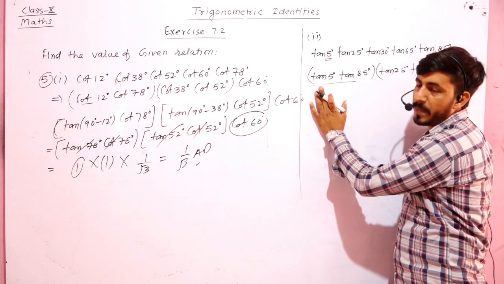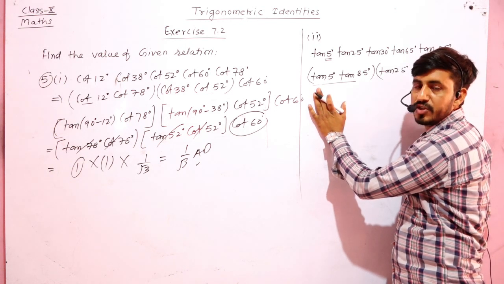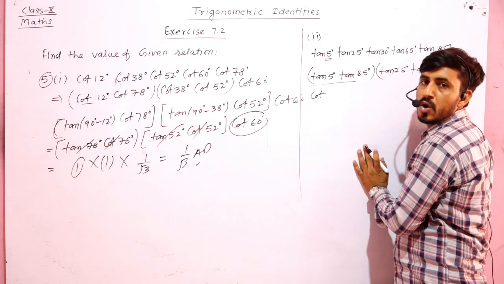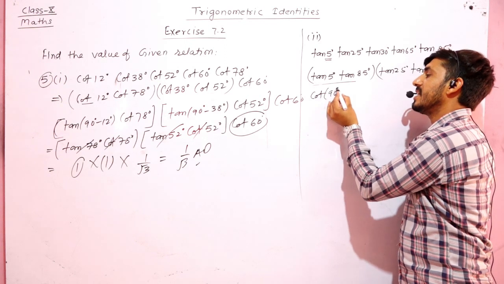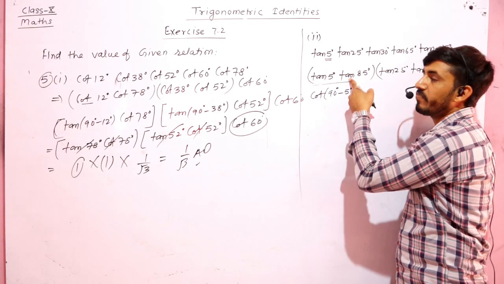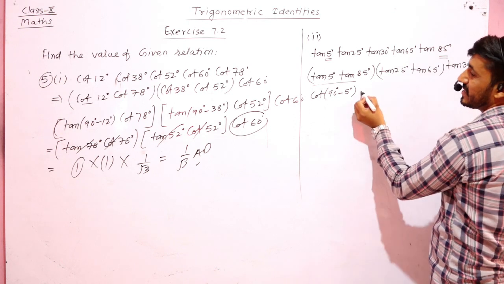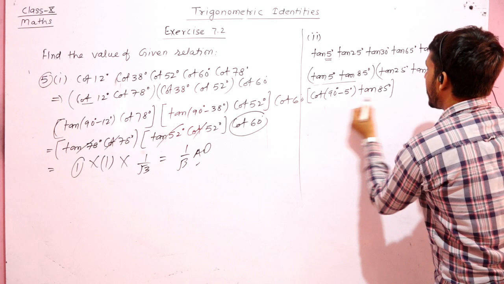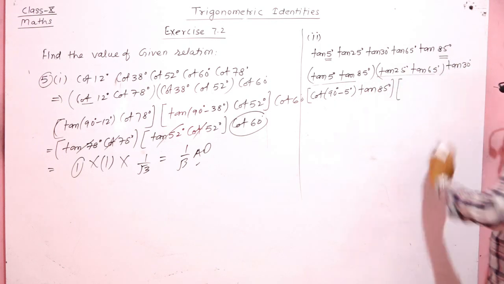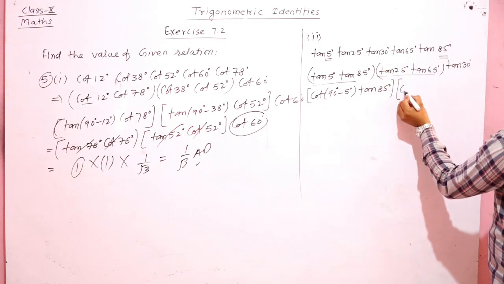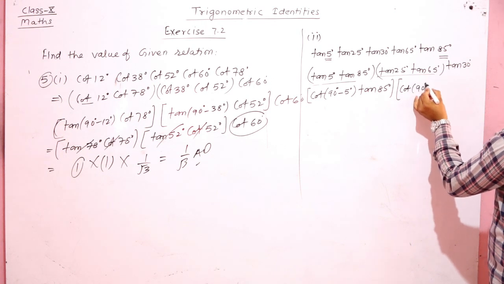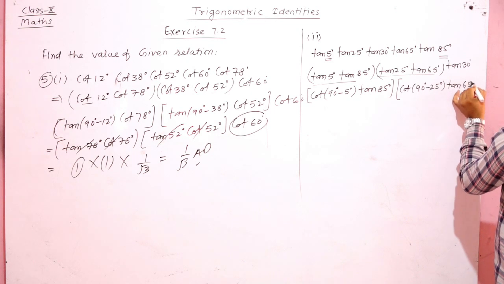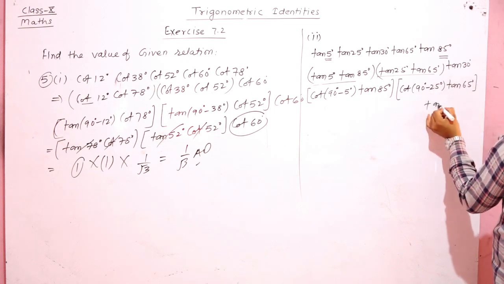As we know, the helping trigonometric ratio of tan is cot. So we are going to change it into cot, as we can write 90 degree minus 5 degree. This part we have to take the same, tan 85 degree, multiplied by the same rule applied here. So here we are writing cot 90 degree minus 25 degree, multiplied by tan 65 degree and again tan 30 degree.